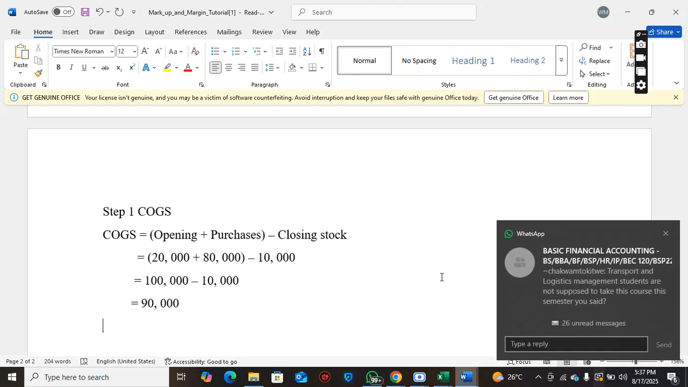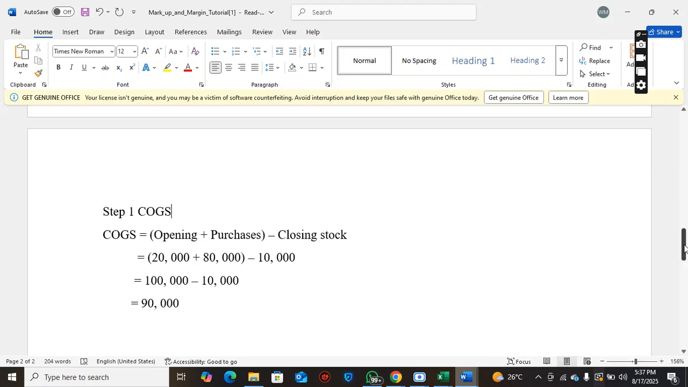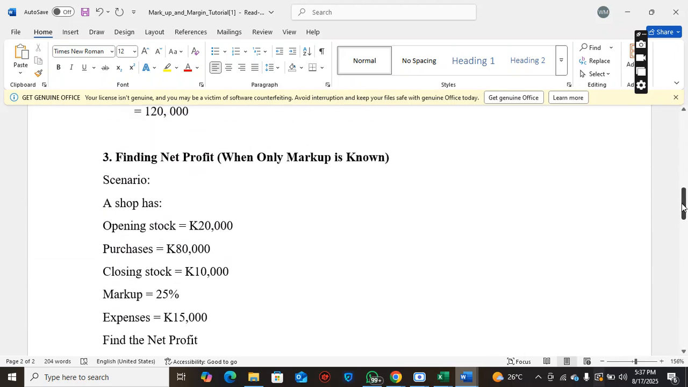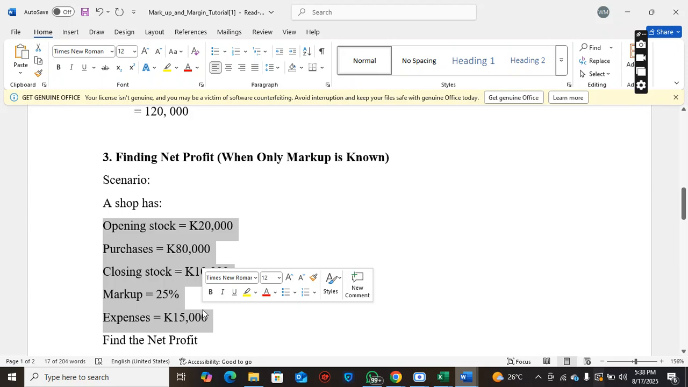I would say it depends on what information is given to you. In this case, if the information is given like this, where you first need to get cost of goods sold, then your sales revenue, then you do this format. But I won't say there's a standard format for all the questions. It just depends on the information that's given to you, sir.